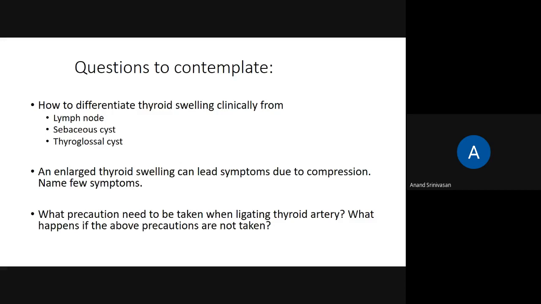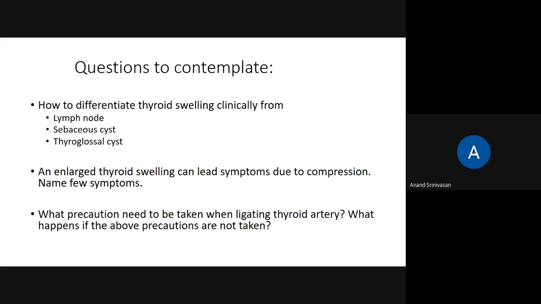The next one is the sebaceous cyst. The sebaceous glands are located superficially, in the superficial fascia. So even if you ask the person to contract the deep fascia of the neck by bending the neck against resistance, the sebaceous cyst, being superficial, remains the same. There will be no changes.